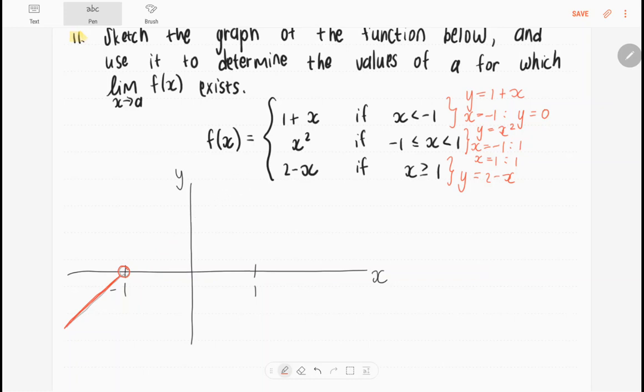Now if we look at x squared, well, we know x squared is a parabola. We know that it has a y-intercept at 0, so its turning point is just on the x-axis. And we also know that it takes on the value 1 for both x equals minus 1 and x equals 1. So we have our parabola that looks like this. And at 1, the y value of 1 is not included there. And at minus 1, the y value of 1 is included.